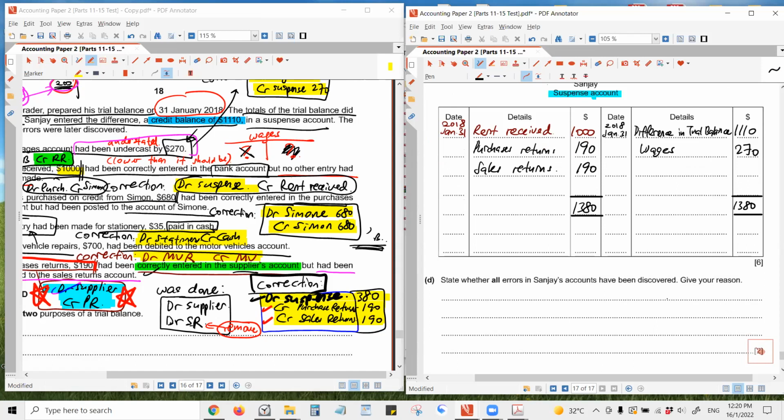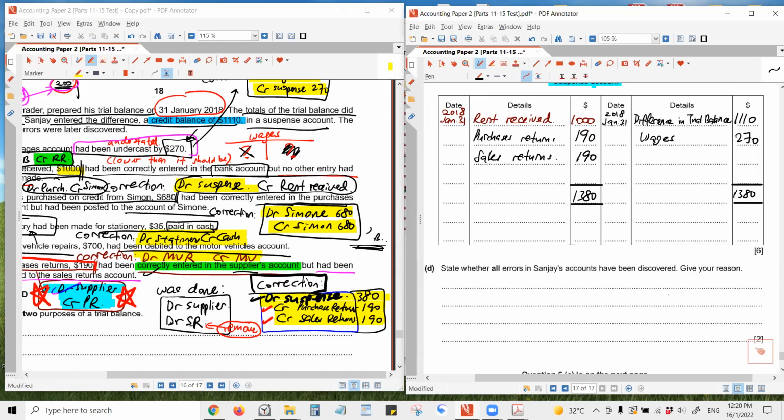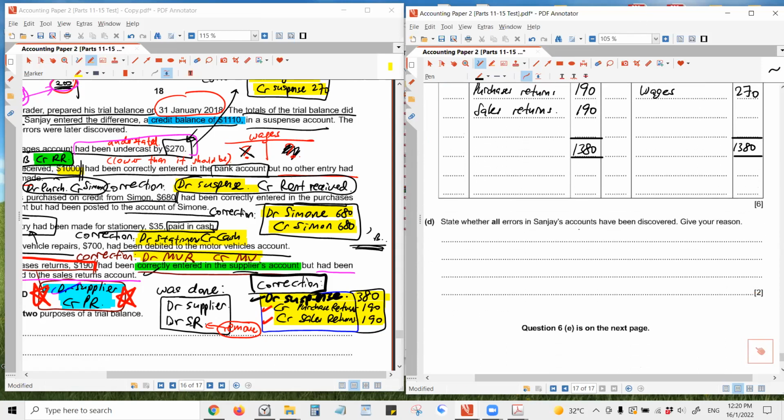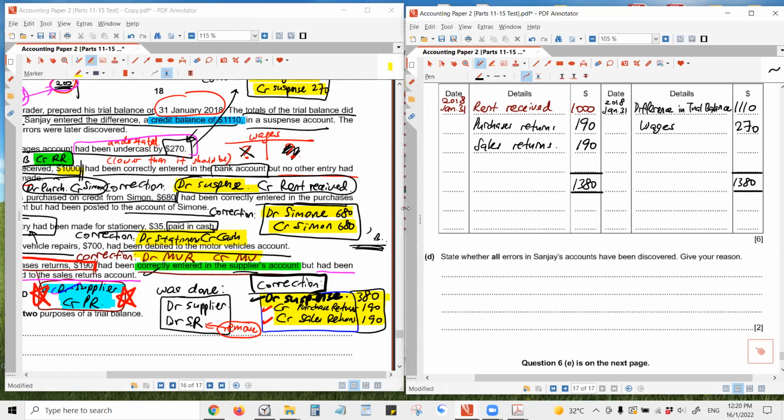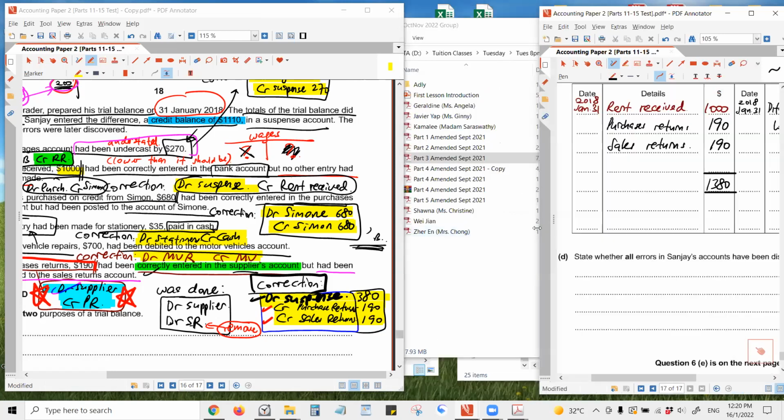Now question D. State whether all the errors in Sanjay's account have been discovered. Give your reason. We would not know. So you write with me.